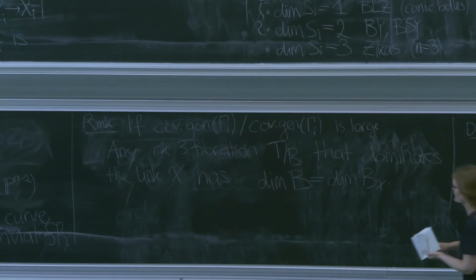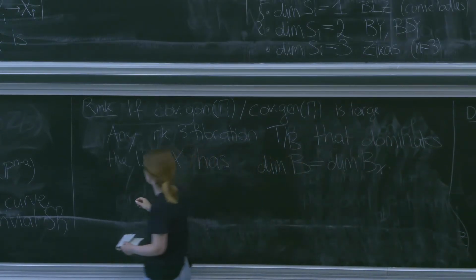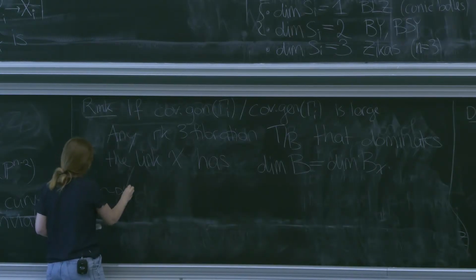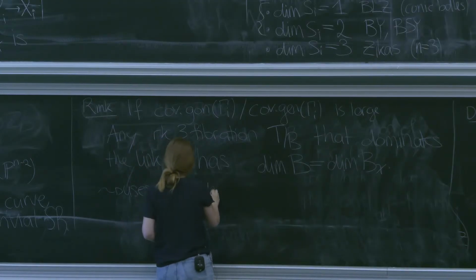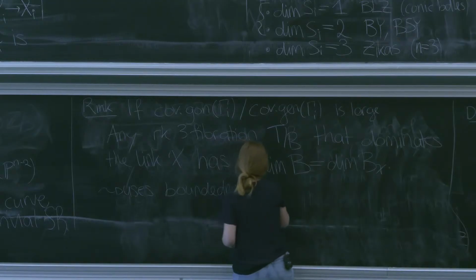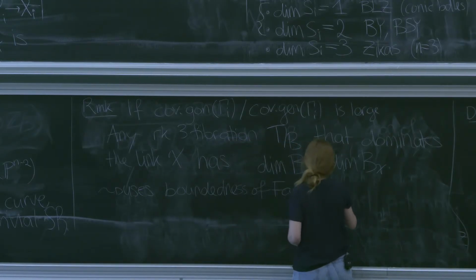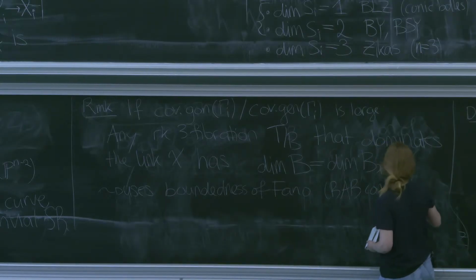And so this is not a remark, this is not obvious at all, because it uses boundedness of Fano varieties. This is known as the BAB conjecture, which is a theorem by Birkar.